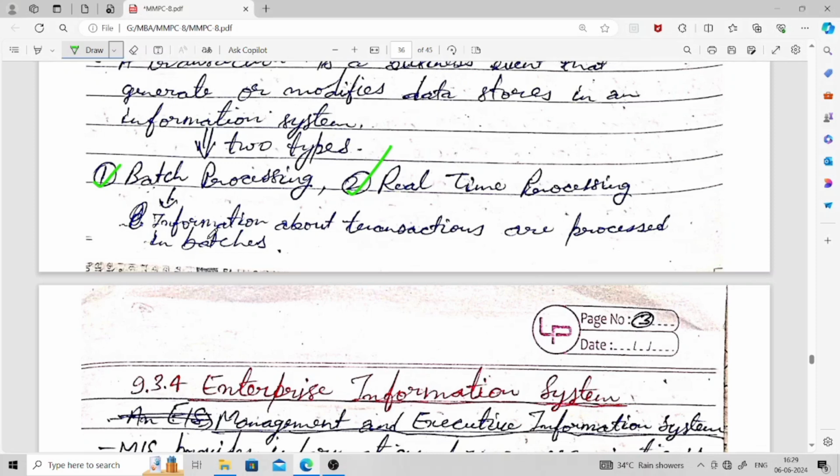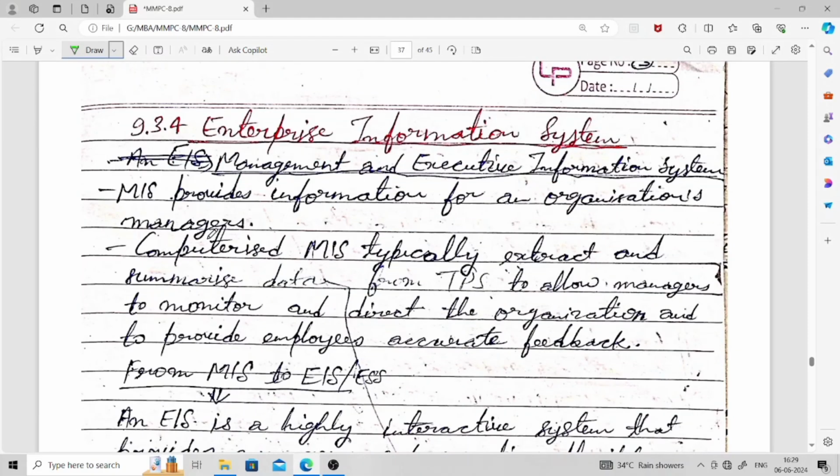That's about batch processing. But in real-time processing, as data is being collected, at the same time the processing also happens. It means as data is stored, at the same time the processing happens on the data. So that's what happens in real-time processing. There is no time lag between data storing and data processing. But in batch processing, there is a time lag between the data storing and the data processing. Then next we have the fourth kind of information system, that is enterprise information system.